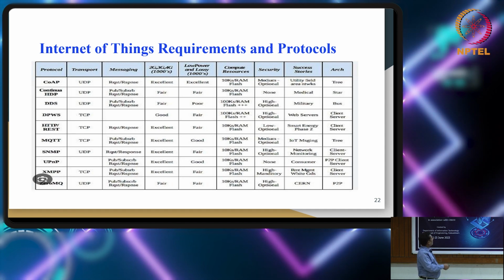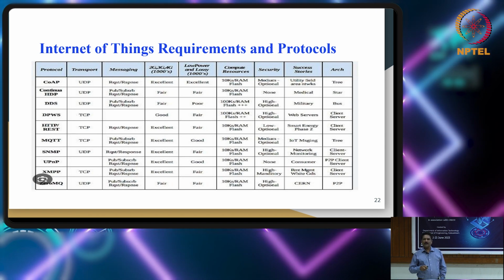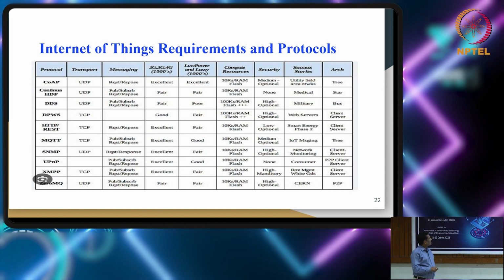Let me take one example, CoAP, the Constrained Application Protocol. It uses UDP as the transport layer. UDP is an unreliable protocol, you are familiar with that, right? Unreliable means there is no guarantee that the packet is received or not, but a connection will be there. And messaging is based on request and response. Once the client makes a request, the response message will connect request and response.